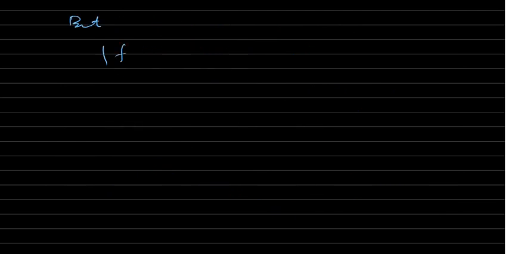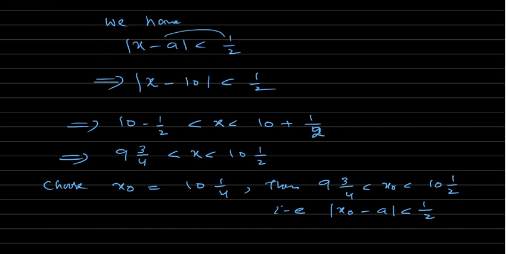But mod of f of x naught, वहाँ पे 9 2 by 4 हो गया ना कि 9 3 by 4. Okay, let's see it again. Oh, it's 1 by 2. I thought it's 1 by 4. Okay, it's 1 by 2. You're right. It's 9 1 by 2. Thank you. It's 9 1 by 2.